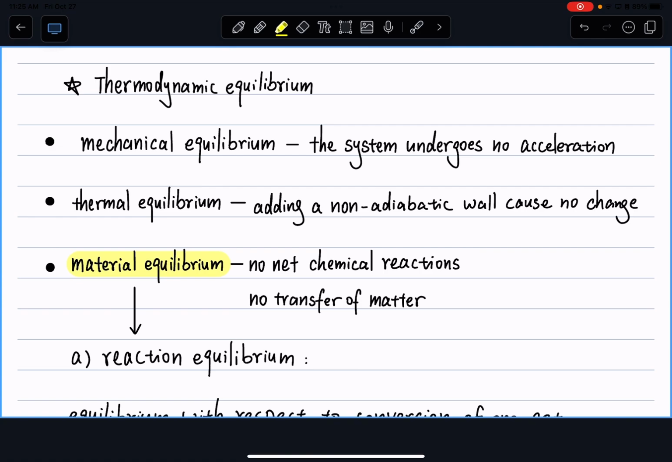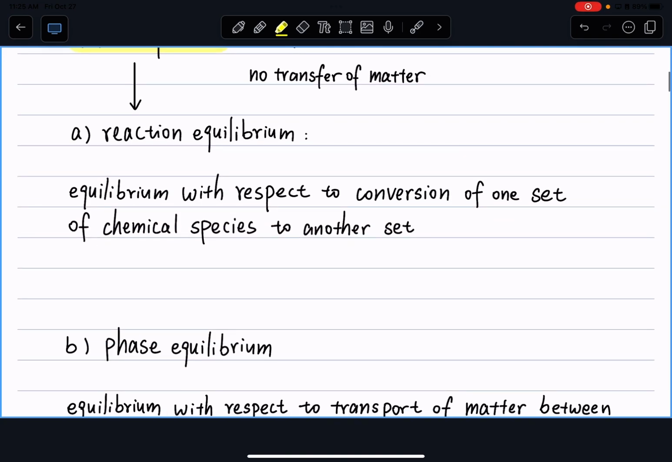And within that chemical reaction criterion for material equilibrium, you also have reaction equilibrium and phase equilibrium. For reaction equilibrium, these are things you already know, but we're just giving them a more accurate definition. Reaction equilibrium is equilibrium with respect to conversion of one set of chemical species to another. You can write any reaction you like, for example, hydrogen gas and oxygen gas give you water.